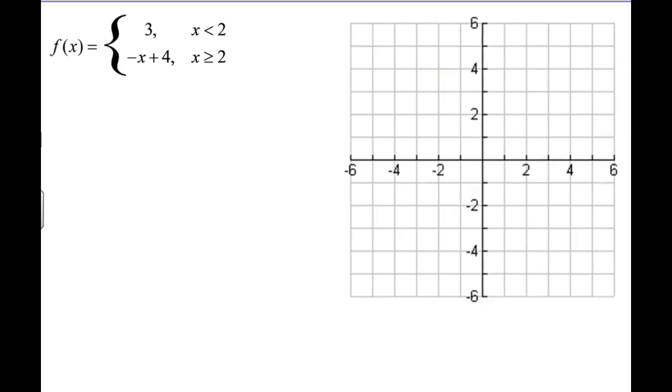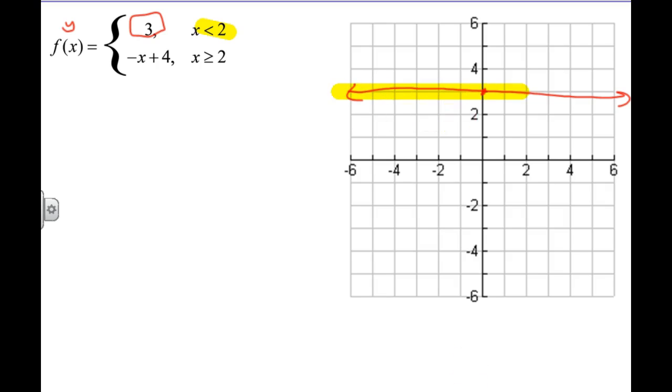Let's try another one. This one should be a little quicker. So when you're doing something like this, f of x equals 3. Remember, think of this as y equals. So y equals 3. Well, y equals 3, we've done a bunch of those. That line looks like this. It has a y-intercept of 3, and it spans the whole space there. I only want that function when x is less than 2. So I want a little bit less than 2 all the way over there.